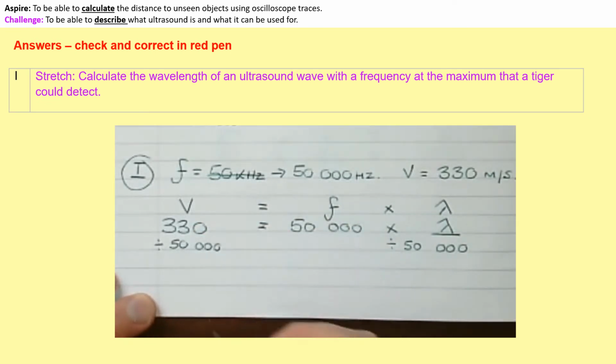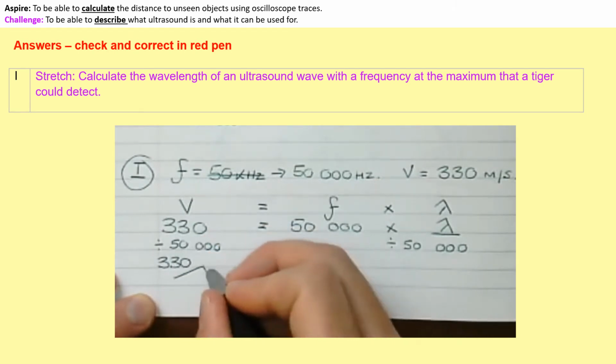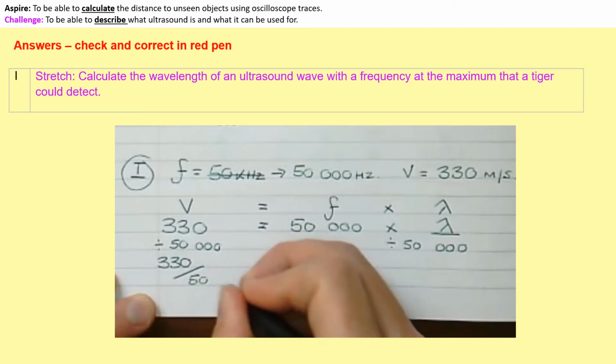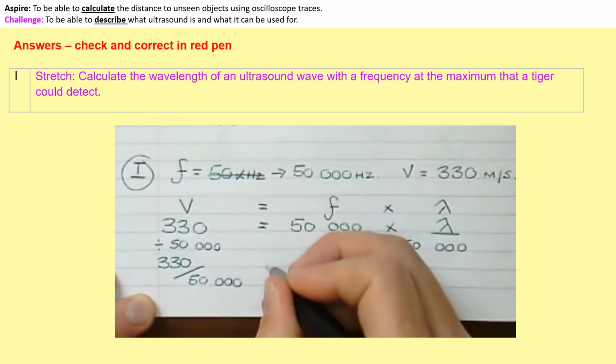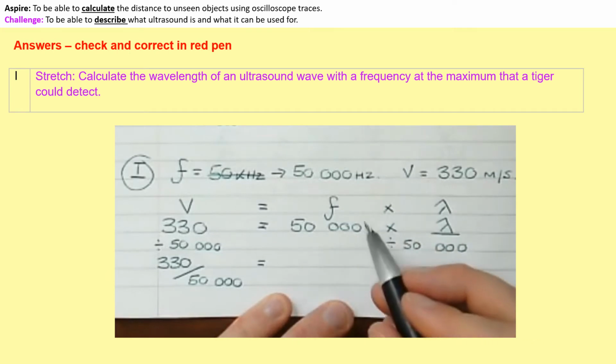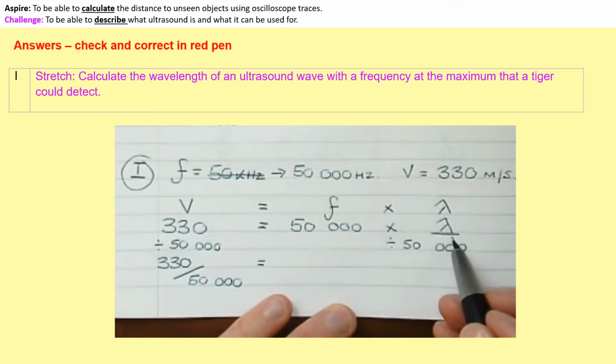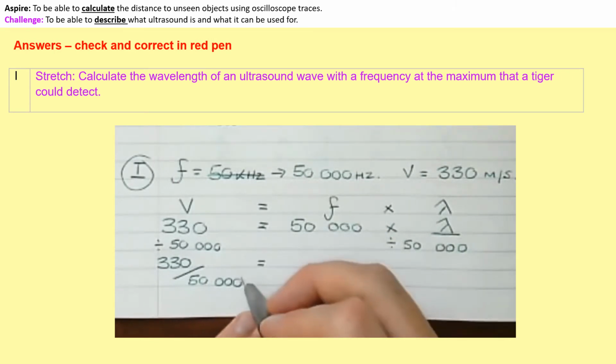Okay, let's simplify what we've got. So we're left with 330 divided by 50,000 equals 50,000 divided by 50,000. Again, that's 1, so we don't need to actually write anything, because 1 times the wavelength is just the wavelength. So that's going to give us the wavelength. So now we can calculate it.